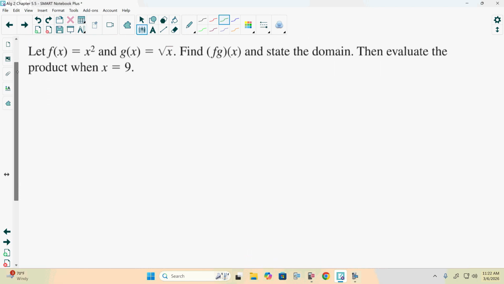Find f times g of x. Well, they told us that f of x is x squared, and g of x is the square root of x. We want to find f times g of x. We're not worried about the domain. And then evaluate the product when x is 9. Now, f times g of x, that they wrote here, fg of x, is just telling us I'm taking f of x and multiplying it by g of x.